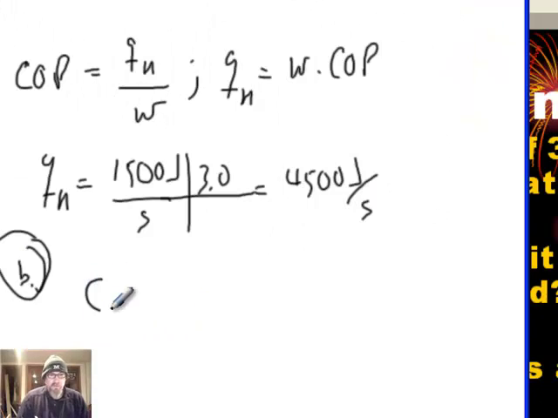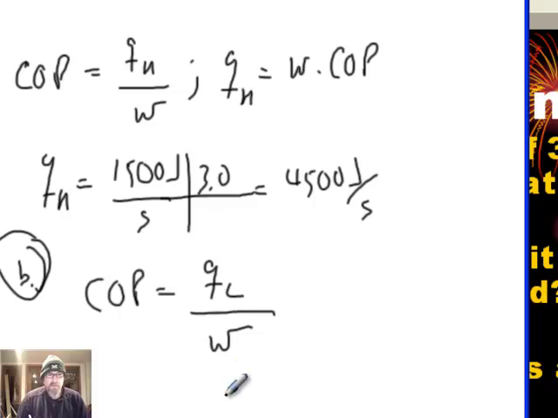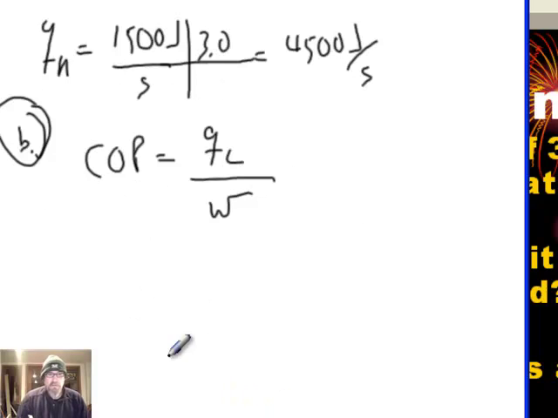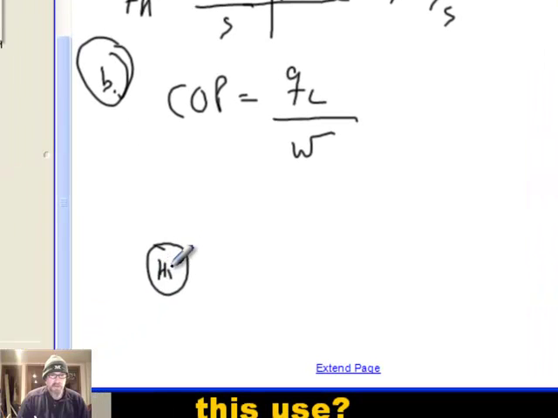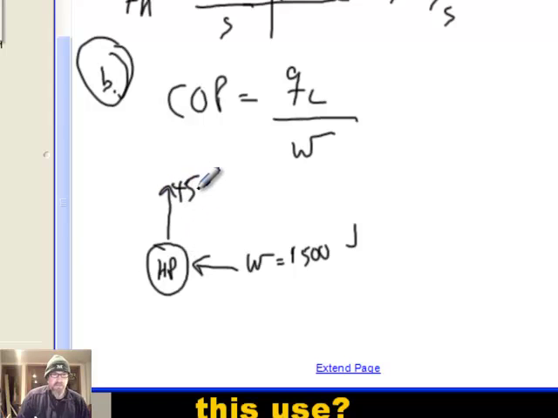Here's what we know. The coefficient of performance, if it's an air conditioner, is Q low over work, not Q hot over work. So we've got to figure out what is Q low. Thinking about the schematic diagram, here's the heat pump itself, the engine, and we know that the work that this thing can do is 1500 watts, 1500 joules per second. We know also that it can deliver 4500 joules every second to the hot sink. So the question is, what's Q low? How much energy can it take out of the room?